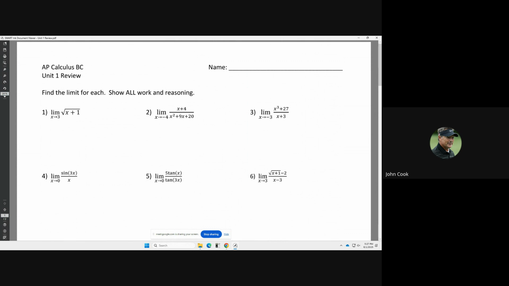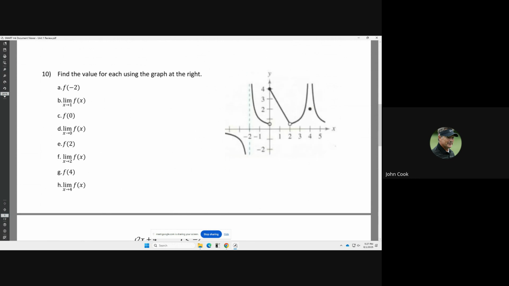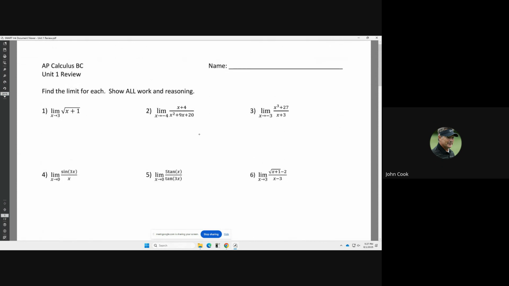Now, remember that this test is a non-calculator test, so that's actually good news for you. It means if you have a graph, the graph is going to be given to you, which is fantastic. And if you have to do any computational stuff, it's going to be very basic computations. Okay, so anyways, let's get started.